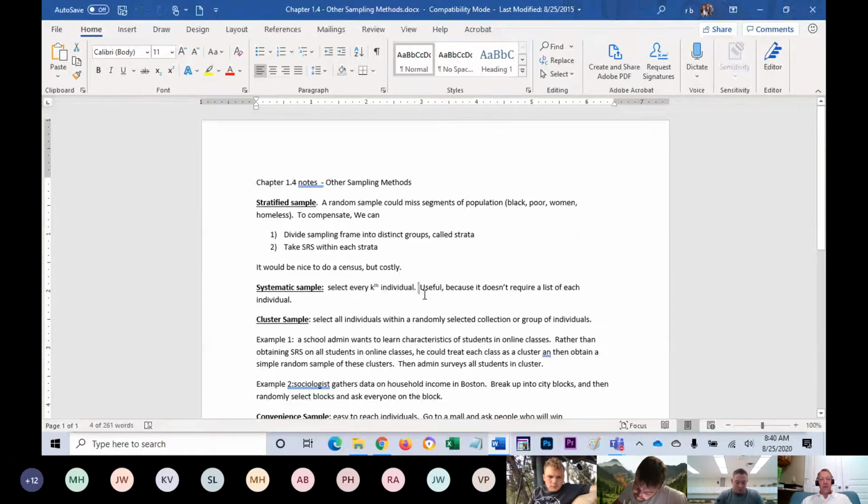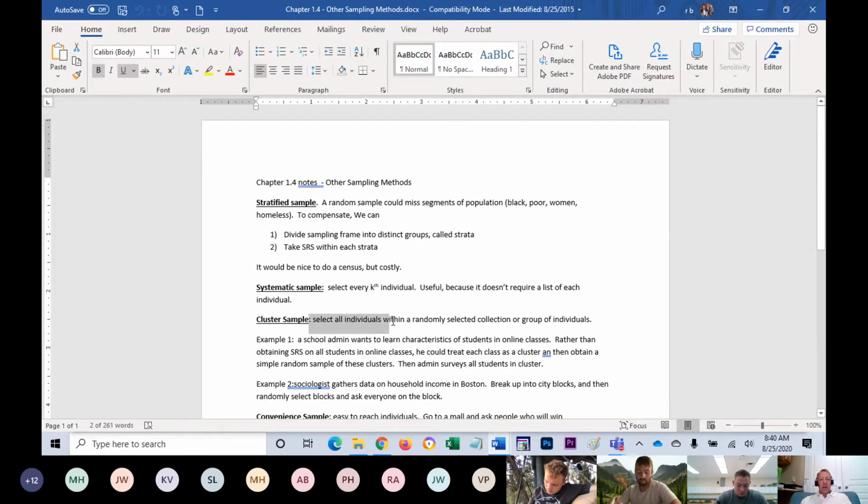This can be useful, especially if you don't have a sampling frame of every individual. And so maybe you'll pick every third individual or every fifth individual. You can think of this as a kind of pseudo-random way to do that. Another example of a sampling method is what we call a cluster sample.